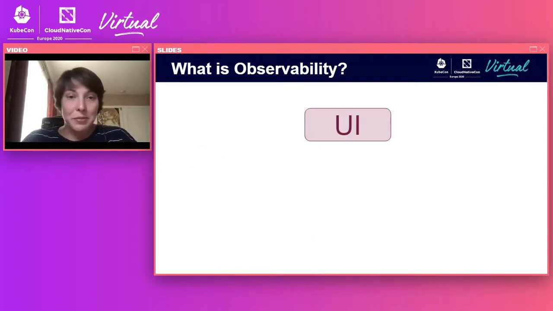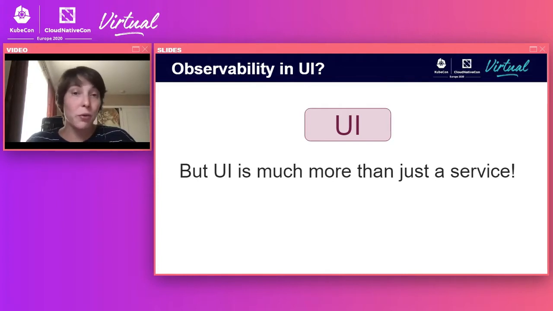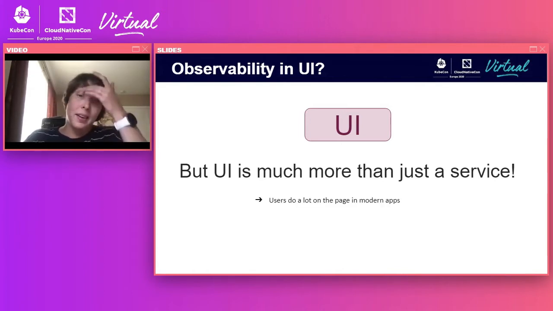For example, a number of requests per minute. And so in a traditional approach, UI is just one microservice. Here it is, but UI is just much more than just a service. You can have a lot of user actions that happen. Users can go through the page for a long time before they actually click something that triggers a backend. And it's very good to be able to track that.